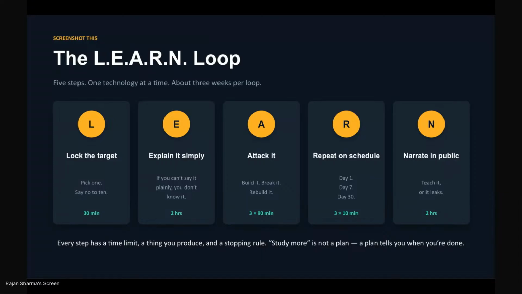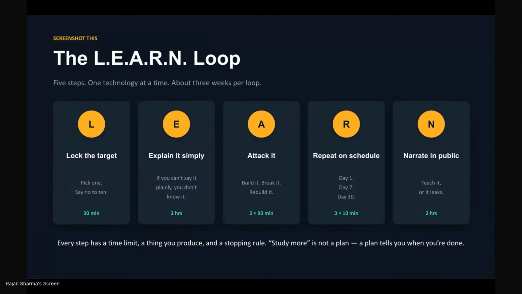R stands for repeat on a schedule. So you can split it into day 1, day 7, day 30. It's all up to you how you want to split it, but splitting something to get it done is very important, because in a real career, you are not going to fix everything in a day. You have to plan and schedule the work properly.